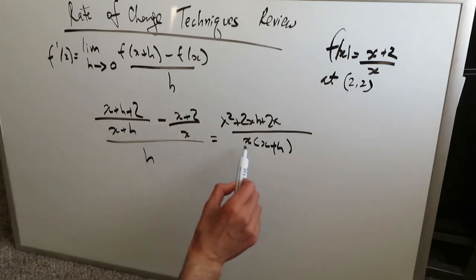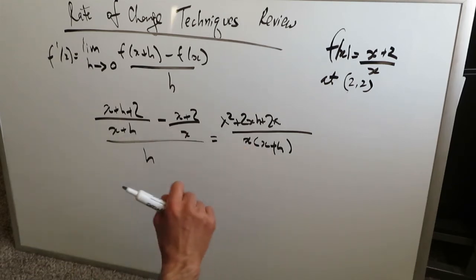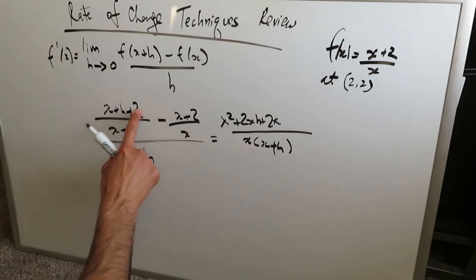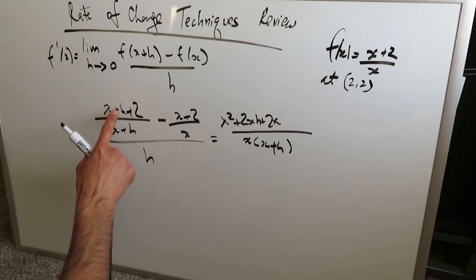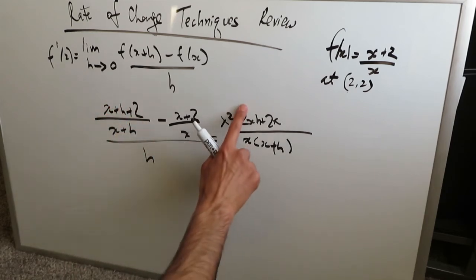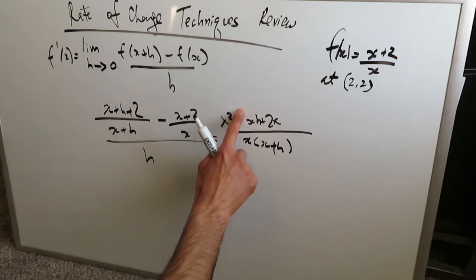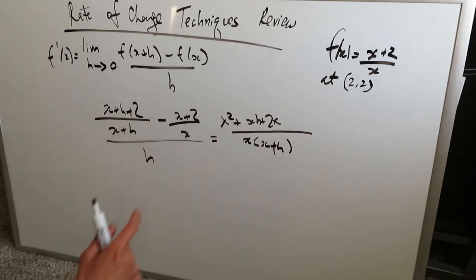This x plus h went into this common denominator x times. That x multiplies with everything here to give you x squared plus xh plus 2x. That should have been an xh, not a 2xh. That's fine. Now look at this.